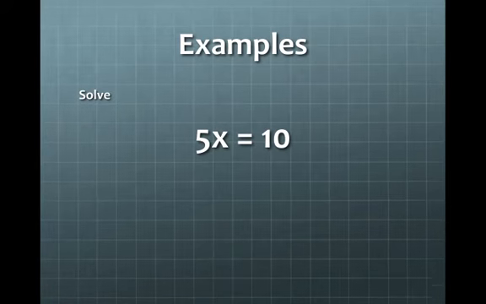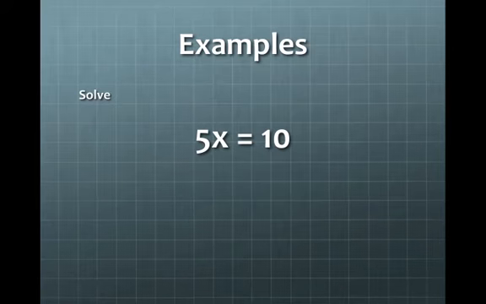Now, with a question like this, most people can do it just by looking at it. They think 5 times what is 10, and they get the answer is 2. But if we start to apply the rules we're going to use all the way through, it makes the later questions more simple. So our rule is do the opposite to both sides.